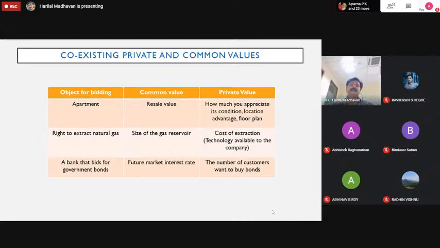And a bank bids for government bonds, for example. You see, the common value is the future market interest rate. That is almost kind of fixed, one that everybody knows. And the second thing, what kind of customers and how many customers want to buy their bonds. If the bank knows that they have enough customers to buy their bonds, they can actually bid high. They can actually be competitive in their bidding, right?